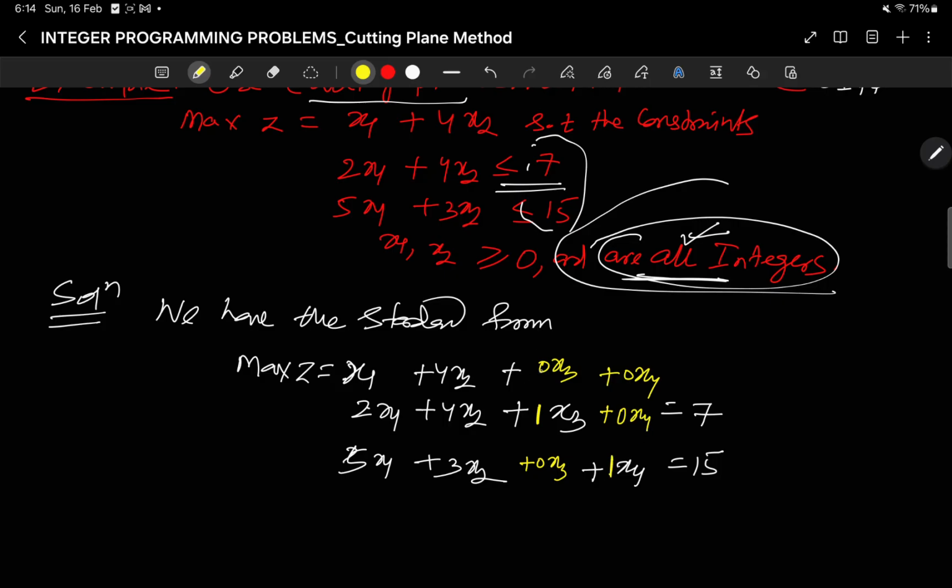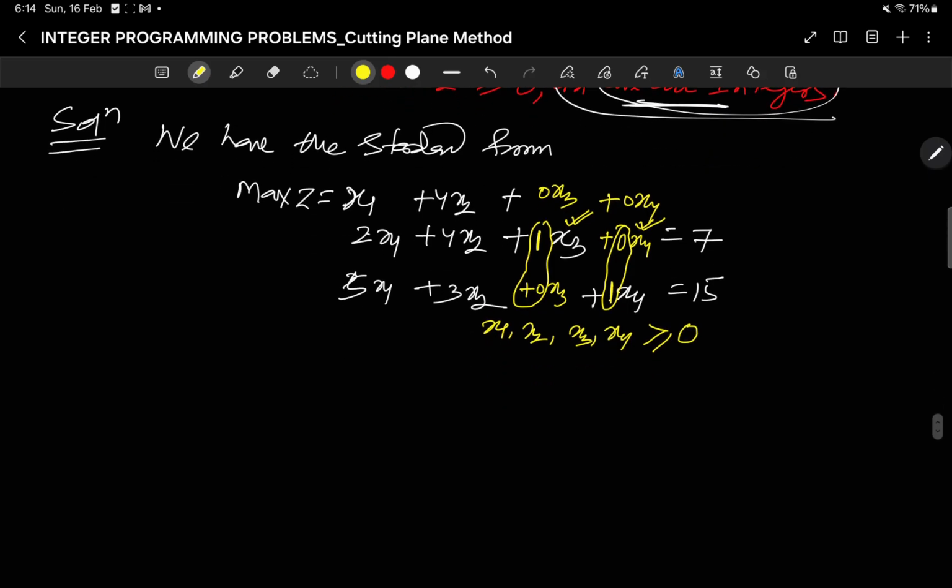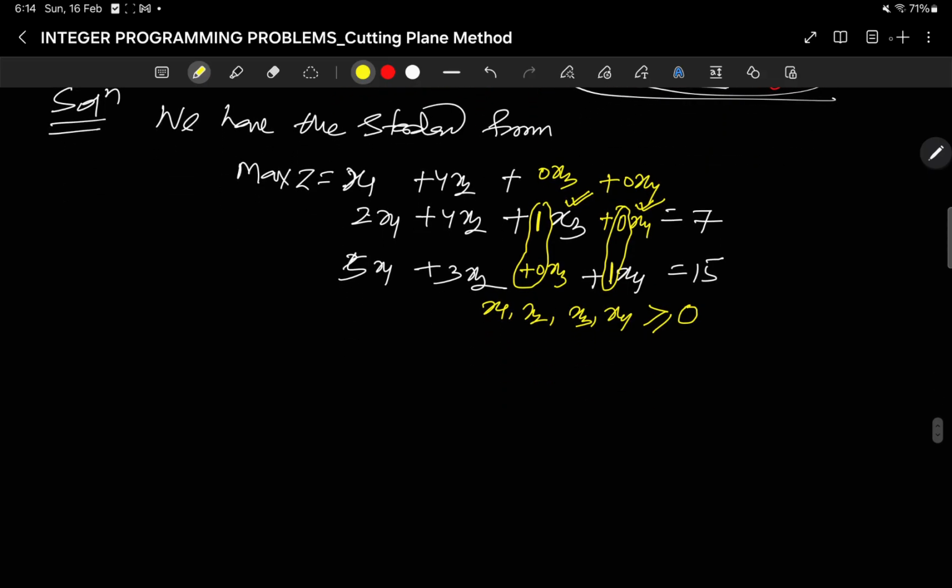So we find the identity column. You see we are getting 1 0, and we are getting 0 1. So this identity column we are getting. That means initially the slack variables x3 and x4 are the basic variables. Here x1, x2, x3, x4 are greater than or equal to 0. So now we create the simplex table.